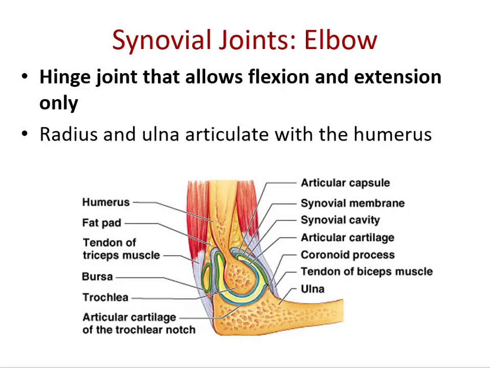And then one of the last chosen synovial joints we're going to look at is the elbow. The elbow, again, is a hinge joint that allows for uniaxial movement, just flexion and extension only. We're looking at the elbow where we have the radius and ulna articulate with each other, and then the ulna articulates with the humerus. So this is a great example of a hinge joint.